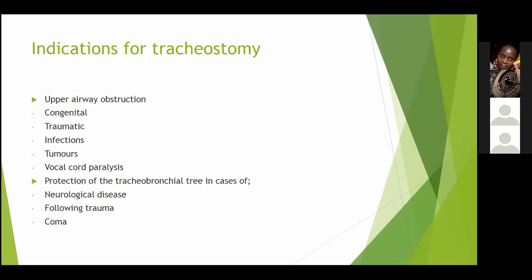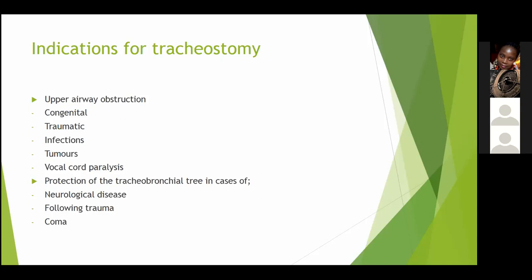Then for cases of people with vocal cord paralysis, this can be a result of a tumor compressing on the recurrent laryngeal nerve. So you find that you lose innervation to the vocal cords and they do not open. Such patients will also need a tracheostomy to enable them to breathe.